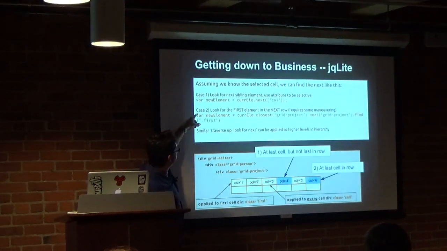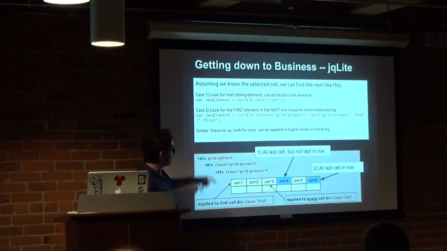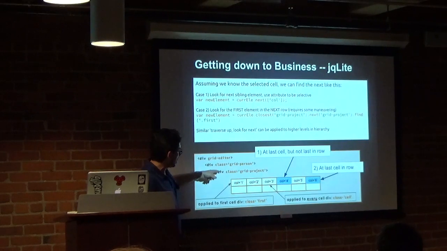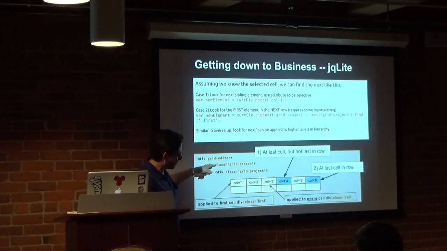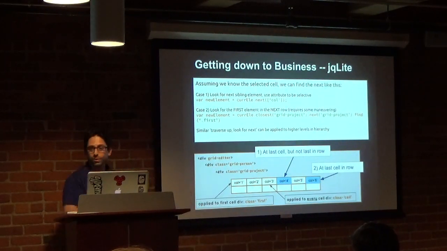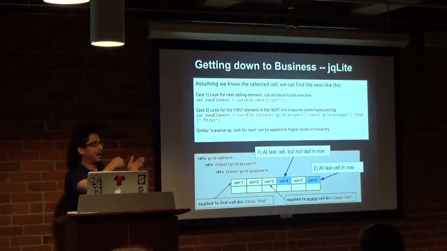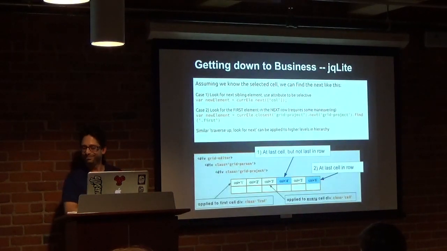This was another case: look for the first element in the next row. This is not hard, but you have to think about where you're trying to get to. In this case, you've got to come up one level to then go to the next sibling row and then move forward in there. So you kind of have to go up, around, up to the side and then over.